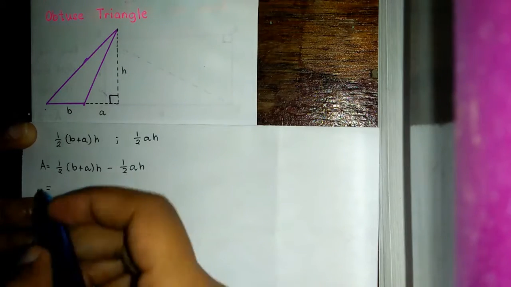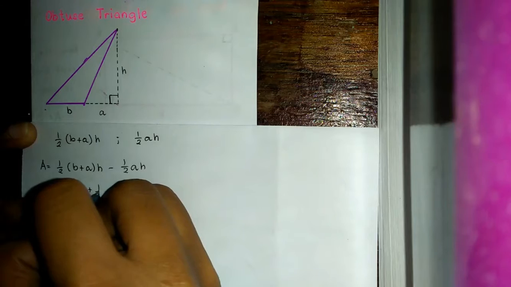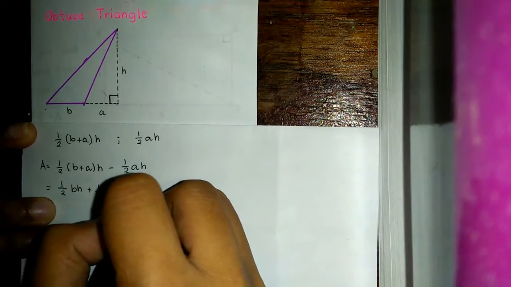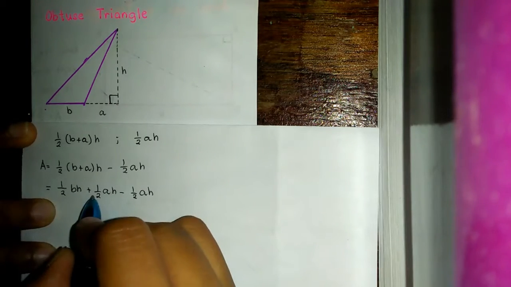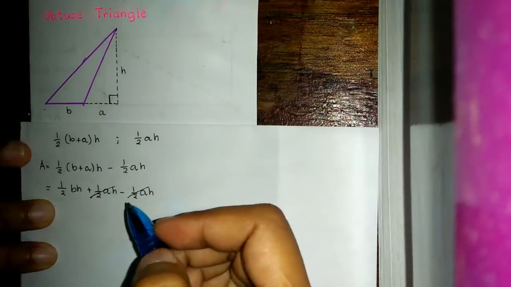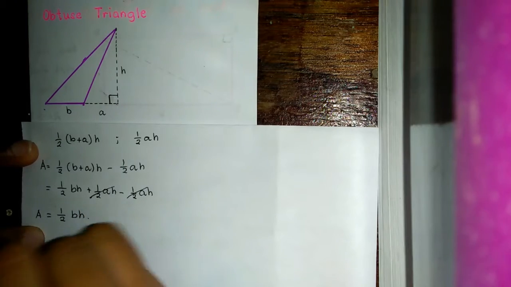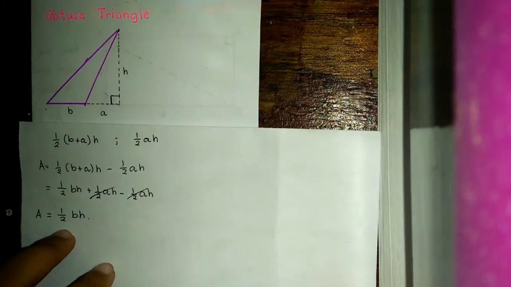Distribute 1/2 h. But this can be cancelled. So cancel out 1/2 ah. What is left is 1/2 bh. This is the area of the obtuse triangle.